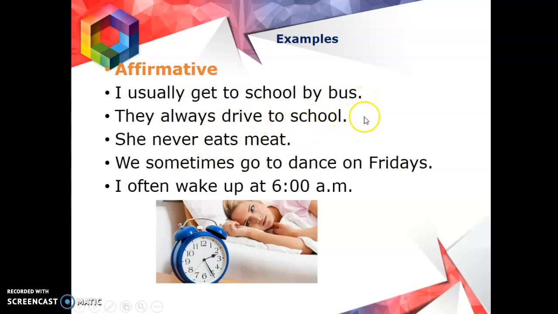They always drive to school. She never eats meat. We sometimes go to dance on Fridays. I often wake up at 6 a.m.